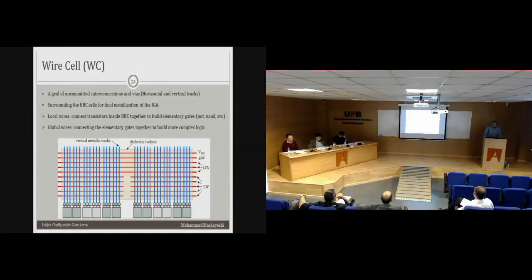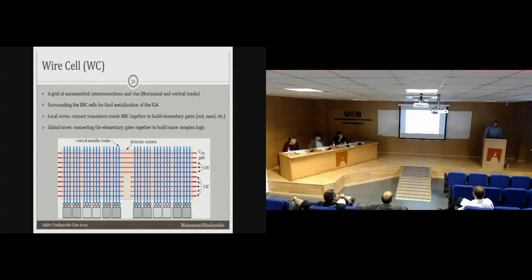The second cell inside the IGA is the wire cell. The wire cell is a grid of unconnected interconnections and vias. The horizontal first metal and vertical second metal layers are isolated by a dielectric, by a passivation layer. The vertical ones are connected to transistors, and the horizontal ones are aimed to connect those transistor paths together in order to build any cell out of that.